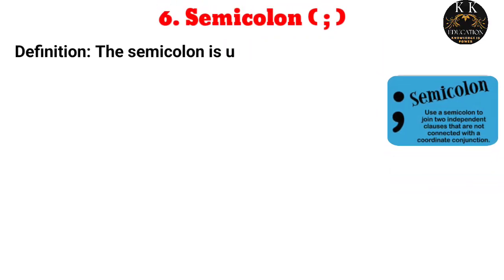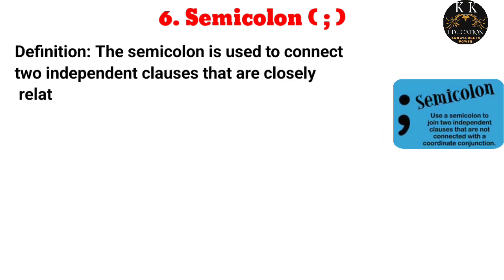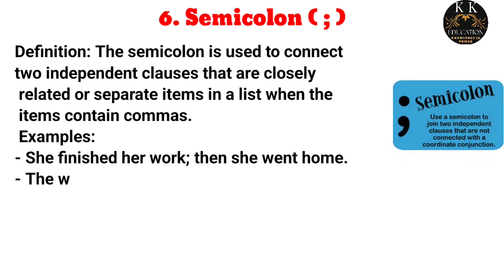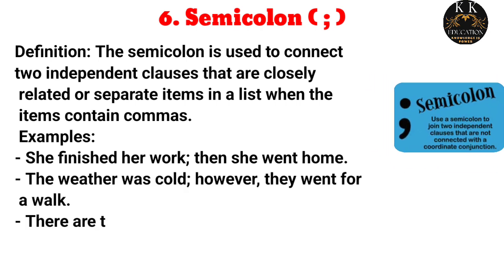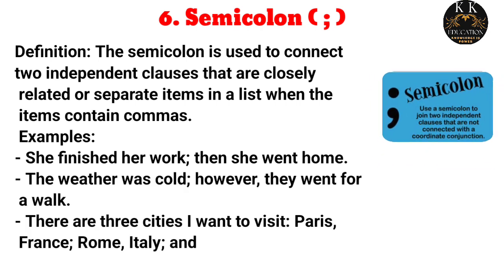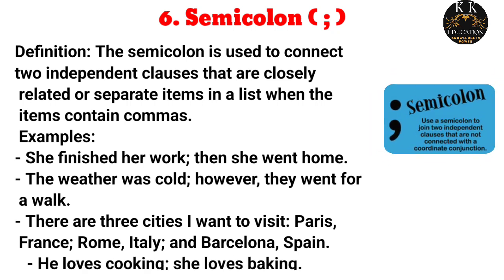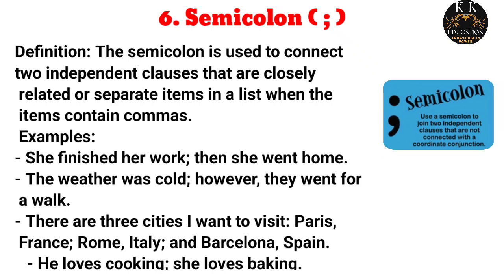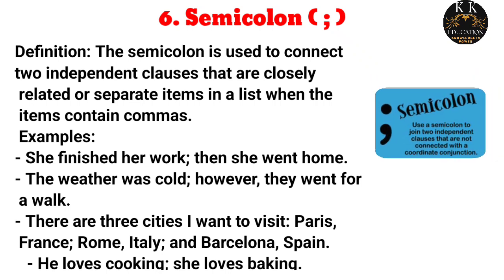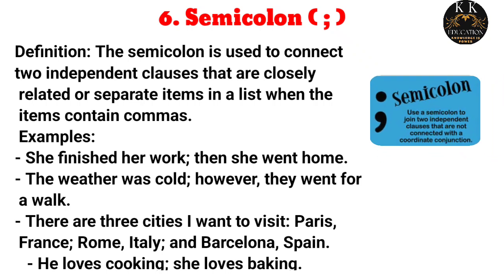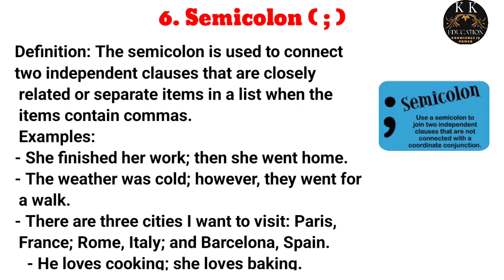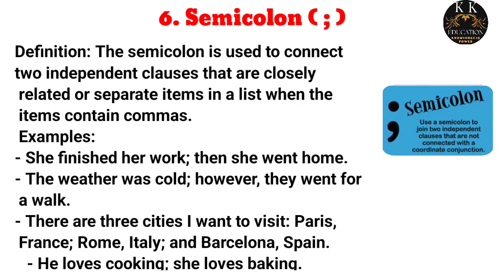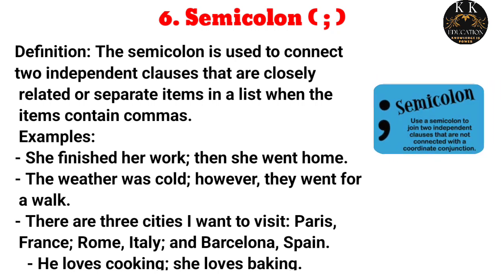6. Semicolon. Definition: the semicolon is used to connect two independent clauses that are closely related or separate items in a list when the items contain commas. Examples: She finished her work; then she went home. The weather was cold; however, they went for a walk. There are 3 cities I want to visit: Paris, France; Rome, Italy; and Barcelona, Spain. He loves cooking; she loves baking. I have to finish my homework; then I can watch TV.